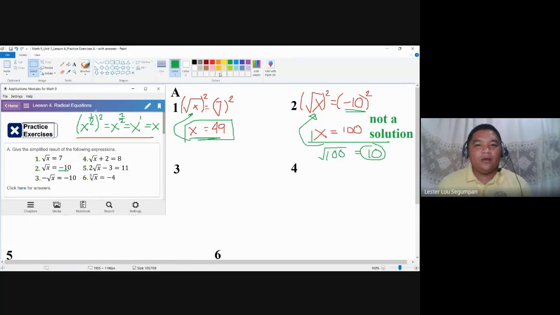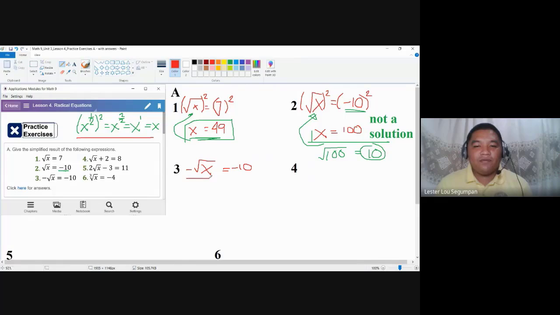In number 3, we have the given here: the negative square root of x is equal to negative 10. Before we apply the squaring of both sides, there is a proper consideration on the equation first. That is to make sure that one side or both sides contain only radical expressions. If there are some operations or coefficients which are not part of the radical expression, you may try to simplify them first. What I mean is this negative sign here outside.